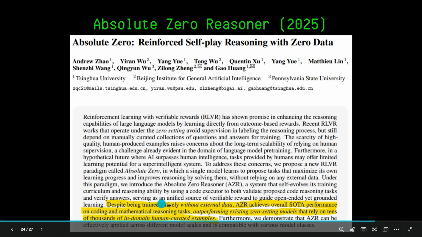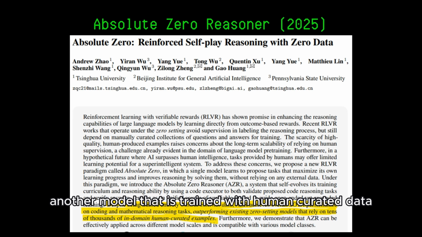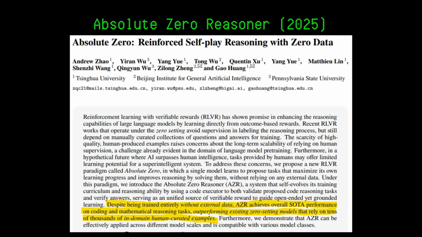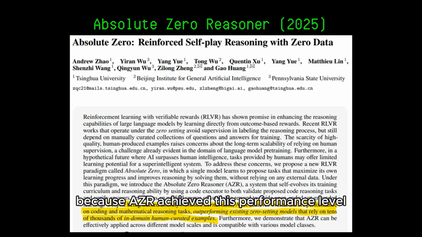So you see, despite being trained entirely without external data, AZR achieves overall SOTA performance on coding and mathematical reasoning tasks, outperforming existing zero setting models that rely on tens of thousands of in-domain human-created examples. So basically, the model outperforms other models that are trained with human-created data. So this might just change the game for how we might prompt in the future because AZR achieves its performance level without ever having access to expert created human data for training, unlike the models it surpassed.